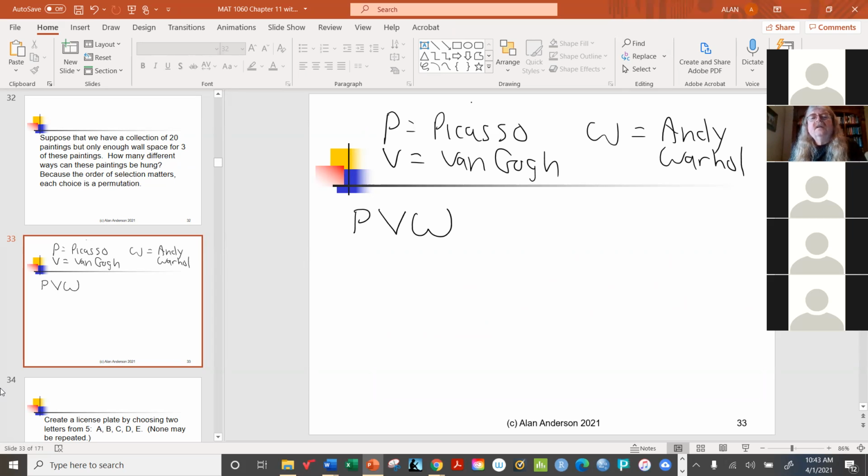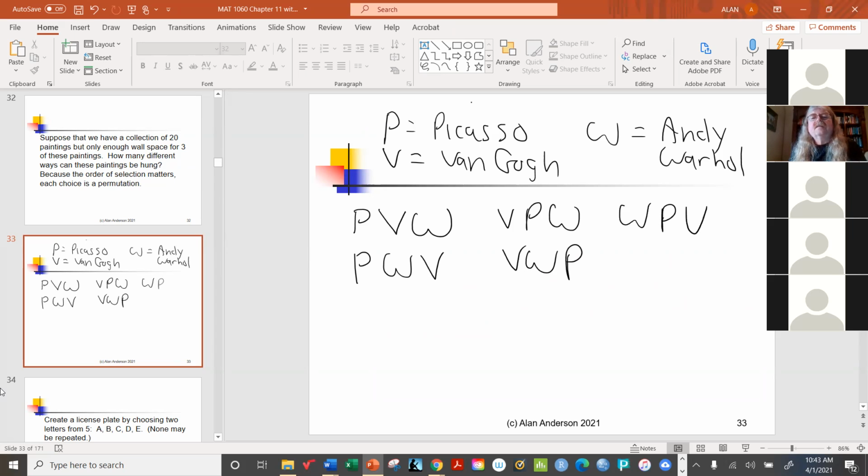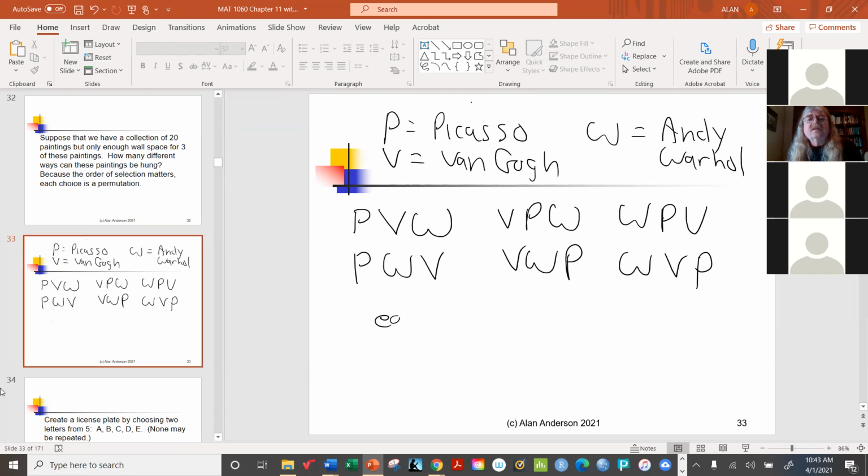I can have them in this order. I can have them in this order. So I'm running through all the possibilities. And if you notice, in all 6 cases, it's the same 3 paintings, but there's 6 different ways of hanging all these paintings. So the question is, given that I have a collection of 20 paintings, how can I choose 3 to hang on my walls? And how many ways can I hang them? So each of these choices is a permutation.